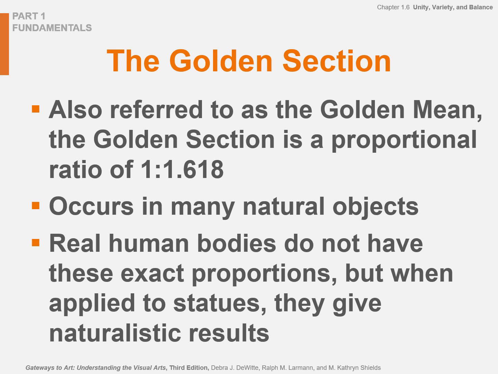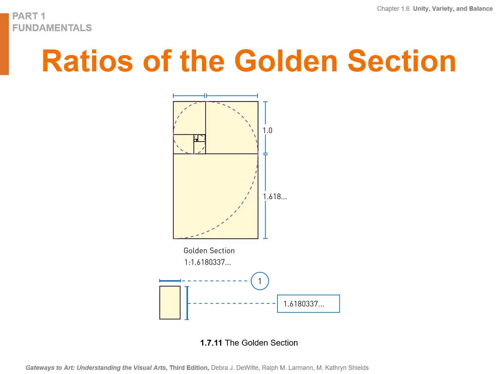Now, human bodies don't have these exact proportions, but when applied to statues, they can give very naturalistic results. This is a diagram that shows the golden section and how it fits into artworks. If you are to create a canvas, either as a landscape or as a portrait, you can use the golden section as a way to determine the scale of the painting.